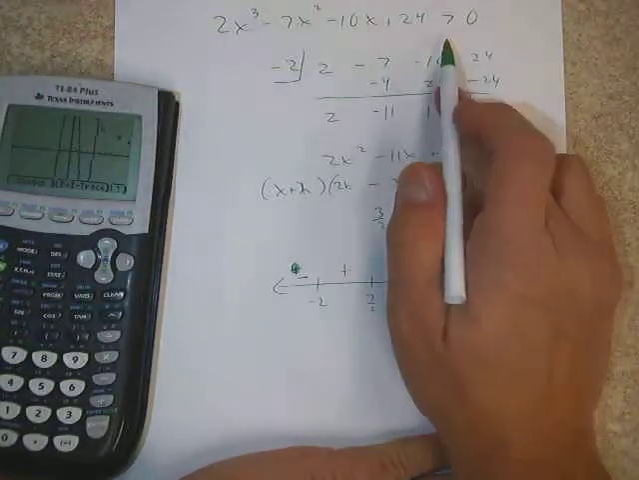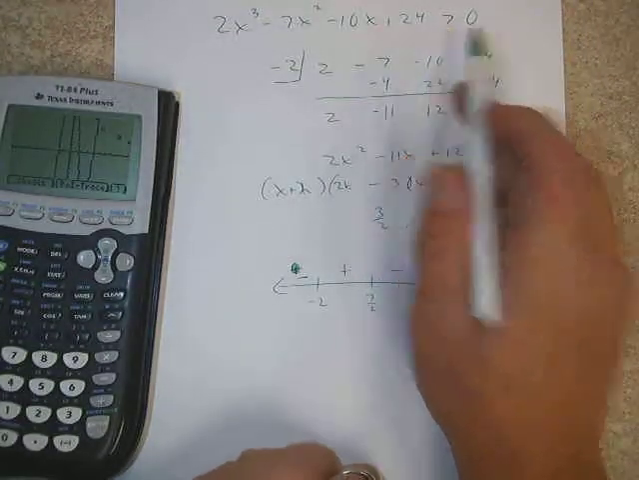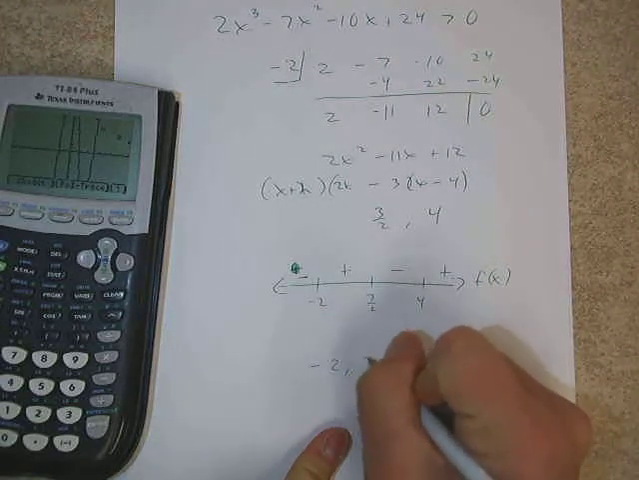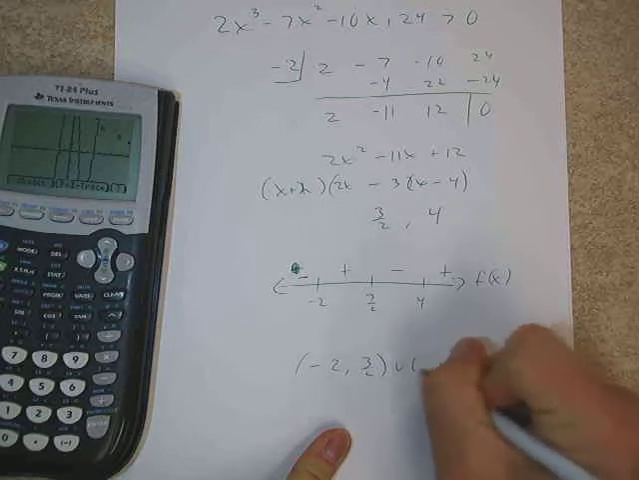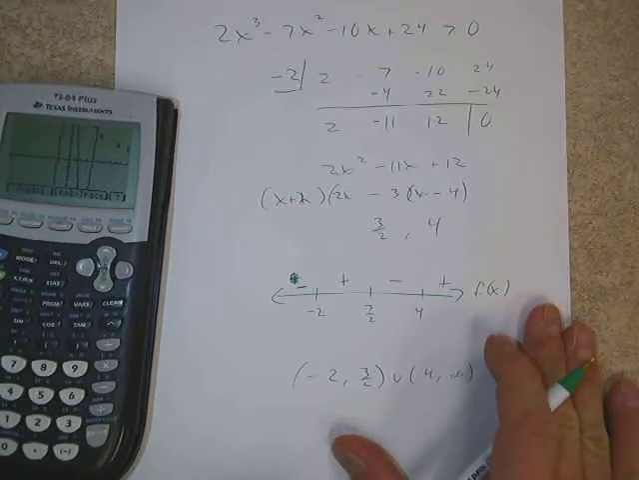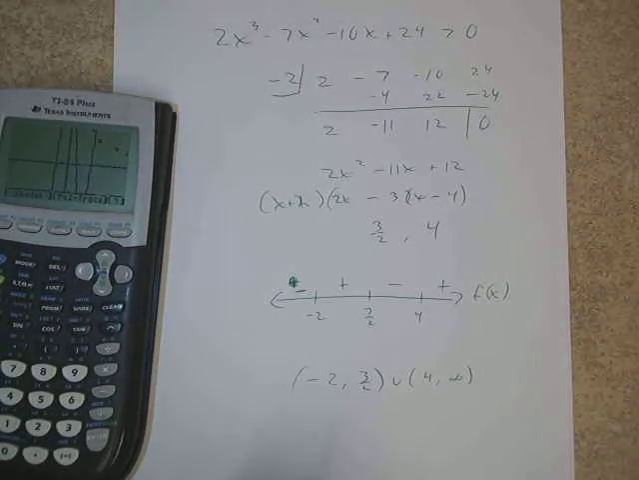And anything bigger than 4 is going to be positive, positive, positive. Okay. So with that analysis, like I said, that tells us the answer to the question here, because we want to know when this is greater than 0. Well, it's going to be greater than 0 in the areas that have positives. So it'll be negative 2 to 3 halves, and then from 4 to infinity. And that would do it.